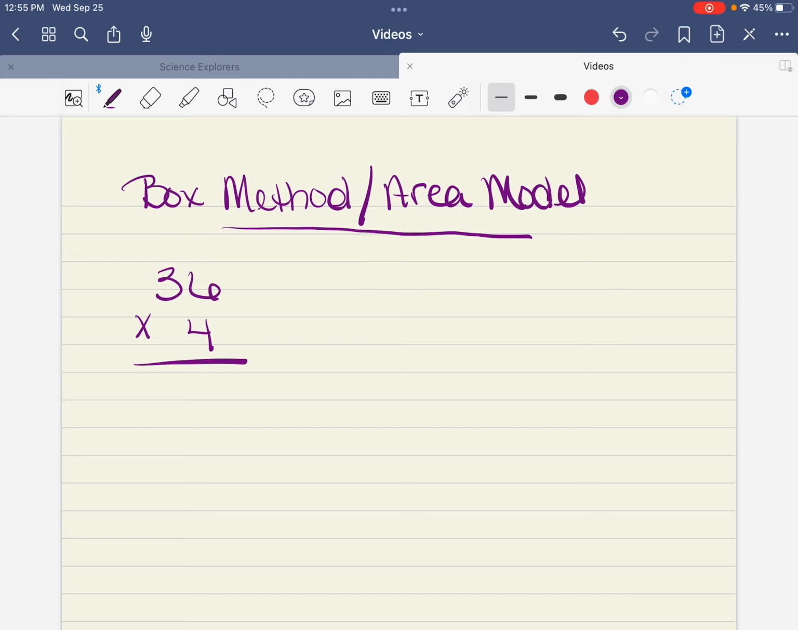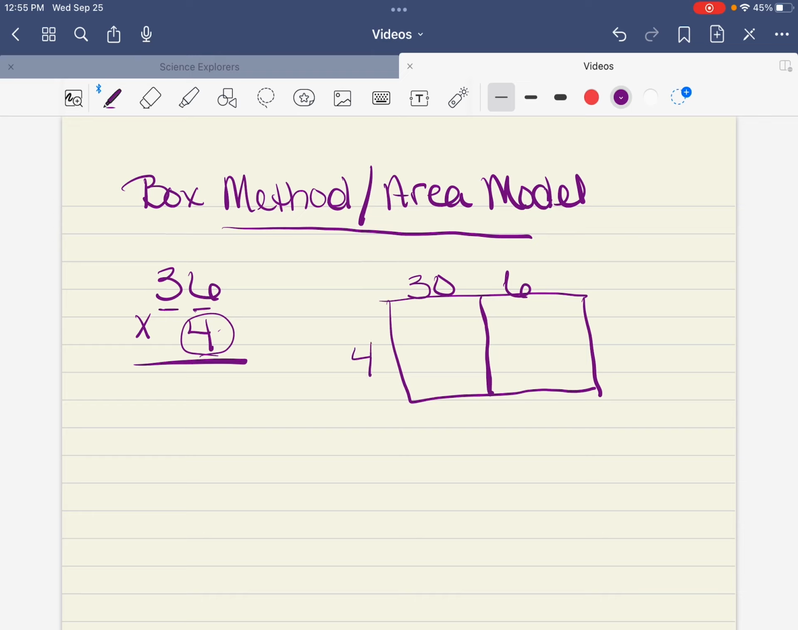we would first decompose 36 into 30 and 6. And we would draw that little box, and we would need 2 columns since 36 has 2 digits, okay? So we would split that into 30 and 6, and we were multiplying by 4. So 4 goes right here on the side. Okay, so then all we have to do is multiply.